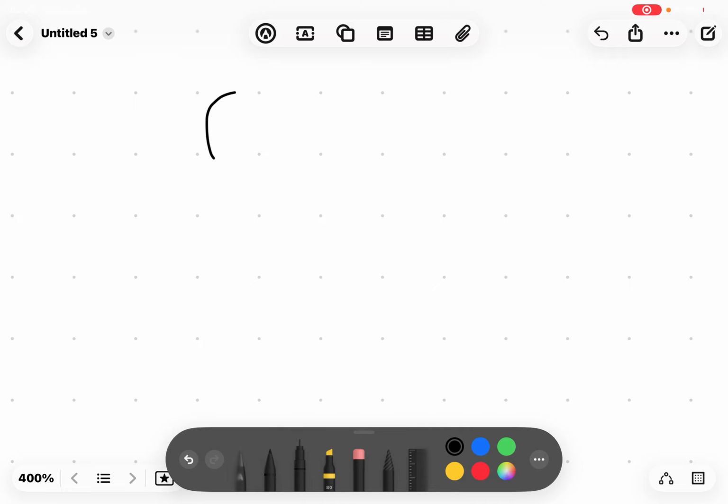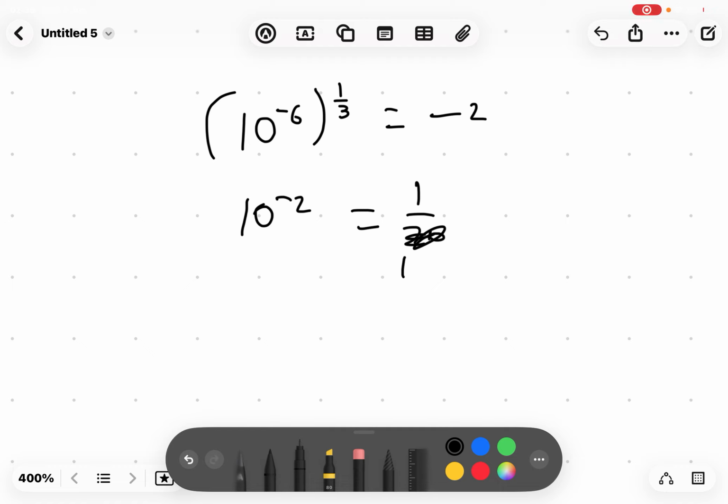Then let's say we have 10 to the power of 6, 1, 3. We can basically times these two, and that's equal to minus 2. Why? Because this is basically 1, so it is 2, so 10 to the power of minus 2 equals 1 over 10 squared, so 1 over 100.